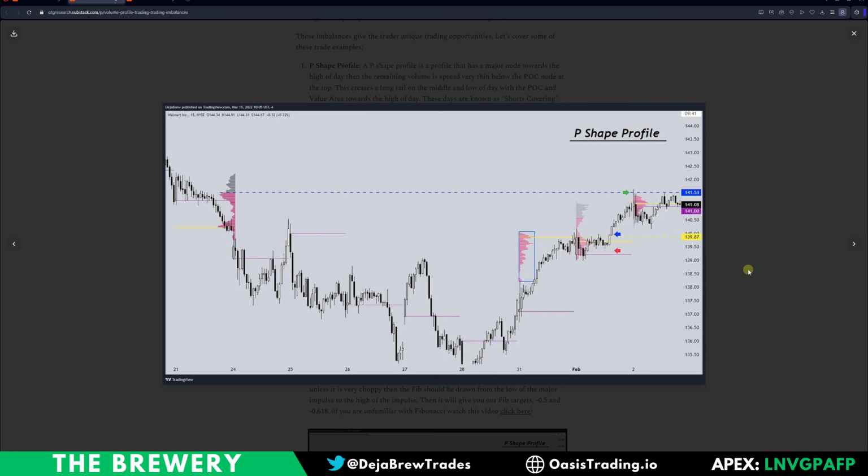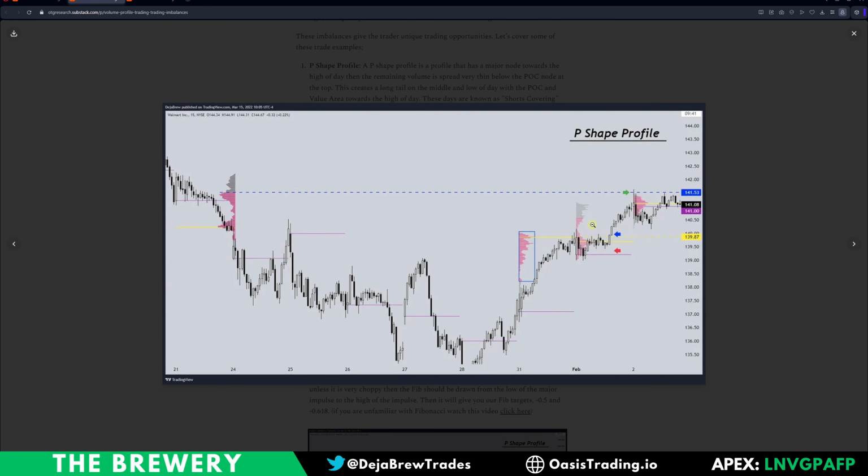Now, what we want to look for, how do we trade these P-shaped profiles? So if the P-shaped profile is closed, let's say it's the prior day, and now we are trading the following day, like in this example here, the P-shaped profile closed, you had a lot of bullish momentum, and you closed with a strong node on the high there, but we did not have any upper tail. So how do we trade this?